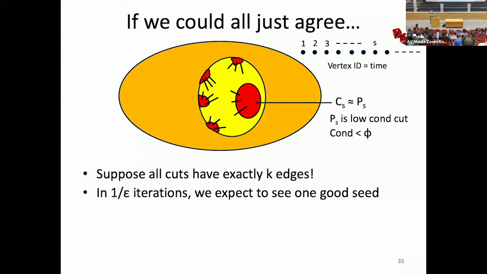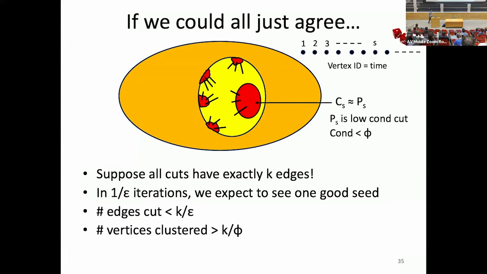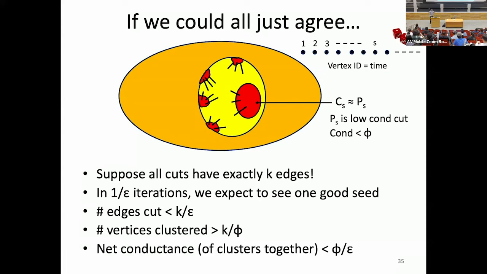So if you just do the wishful thinking math, the total number of edges cut in these 1/epsilon iterations will be like k/epsilon, like 3 edges for each, 1/epsilon times. How many vertices have you clustered at the end of this? Well, you've clustered all the vertices here at least, which is k divided by the conductance. Because there are k edges in that cut, and the conductance is phi, so you have k over phi vertices in that. And in this case, the net conductance of all these things together is like phi divided by epsilon. So as long as phi is sufficiently small, you can get the math to work out.